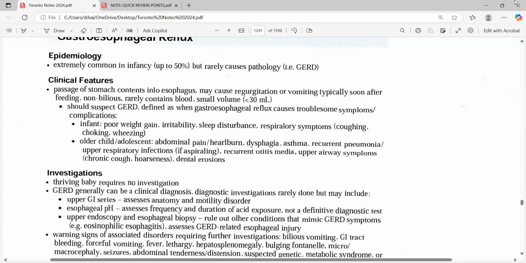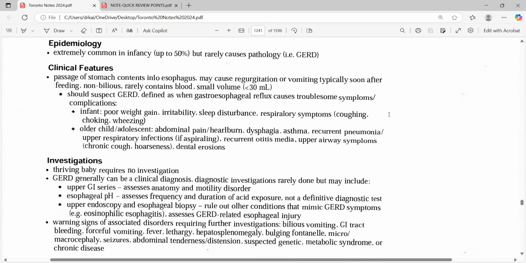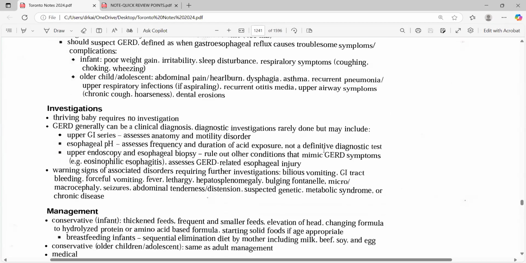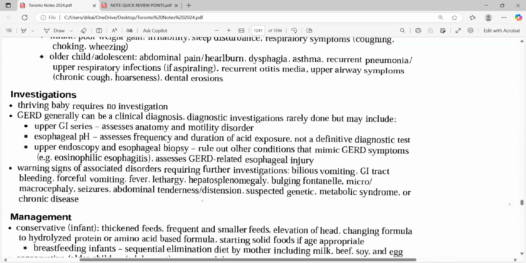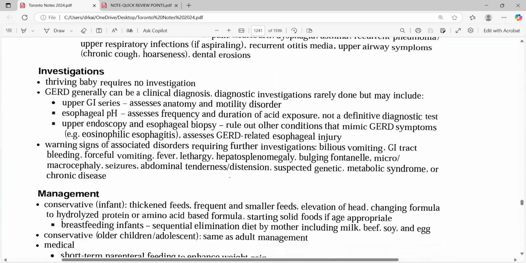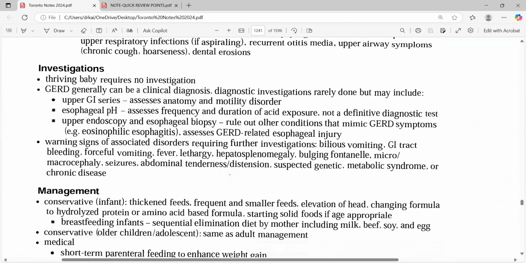Then the warning signs are the thing that's more important. What are those? Bilious vomiting, GI tract bleeding, forceful vomiting, fever, lethargy, hepatosplenomegaly, the bulging fontanelle. Then comes microcephaly, and then the seizures, abdominal tenderness, suspected genetic, and then metabolic syndrome.